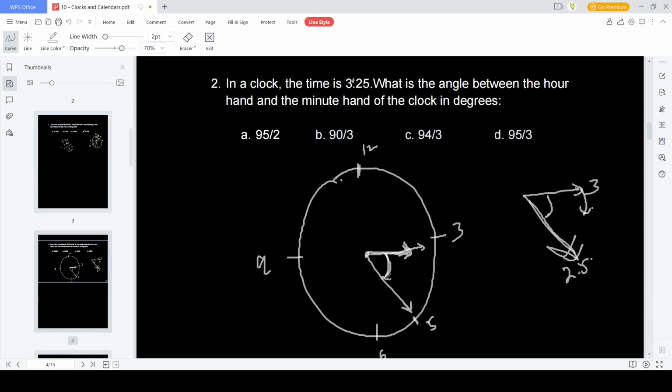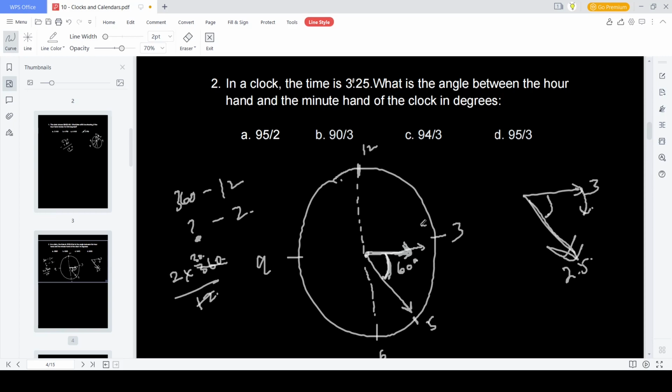To find out this angle, first we'll just assume the hour hand doesn't move. So if it is 3:25, it's exactly at 3 and exactly at 5. If that is the case, then 360 degrees are divided into 12 hours. So in between 2 hours, how many degrees are there? We cross multiply: 2 into 360 by 12. This goes 30 times, so there's 60 degrees between this.